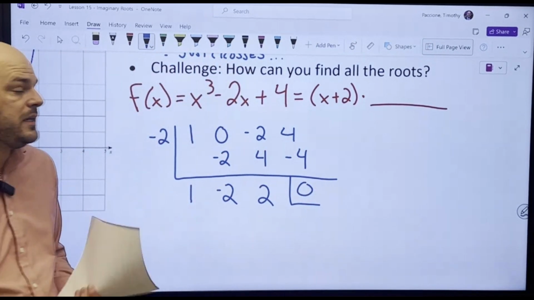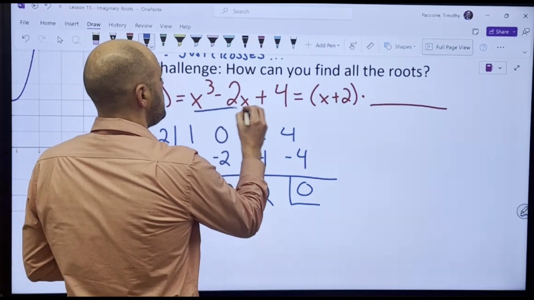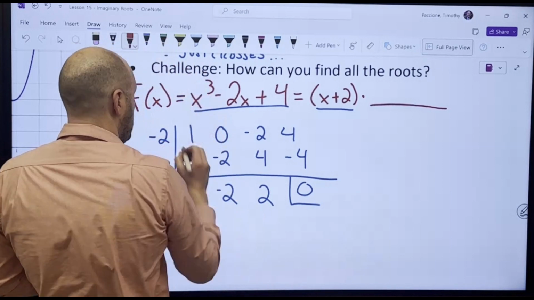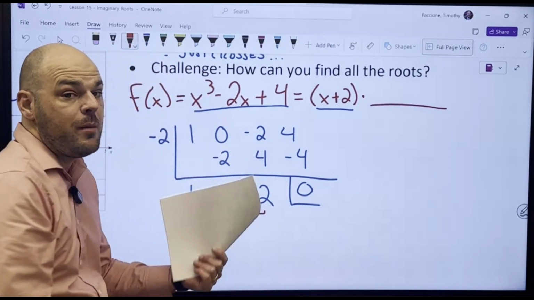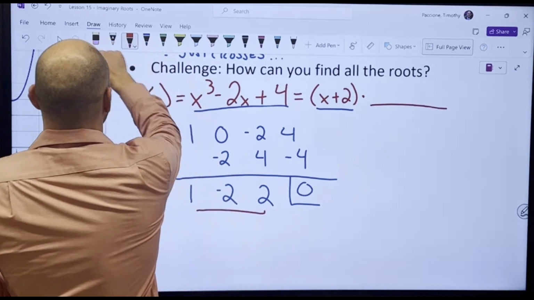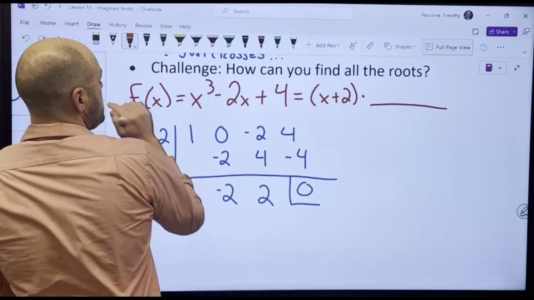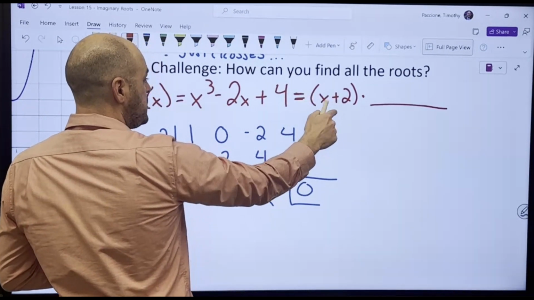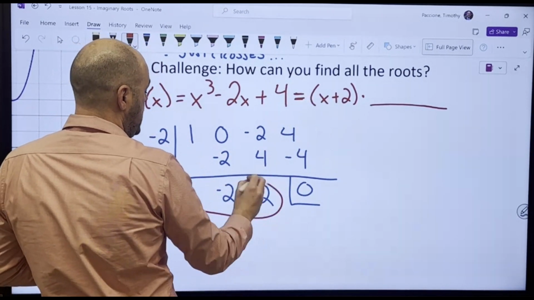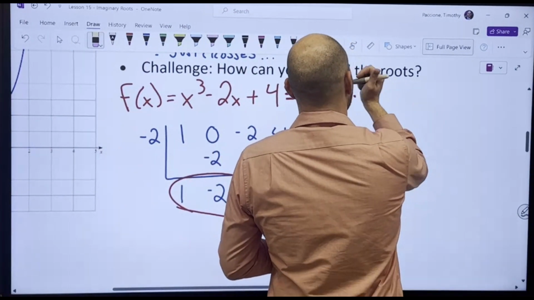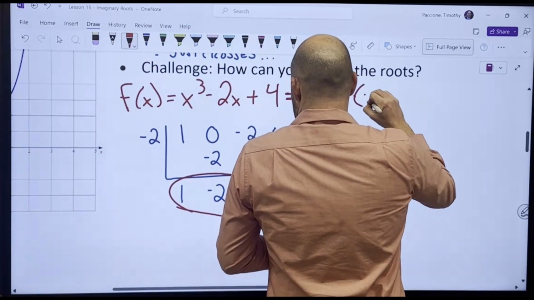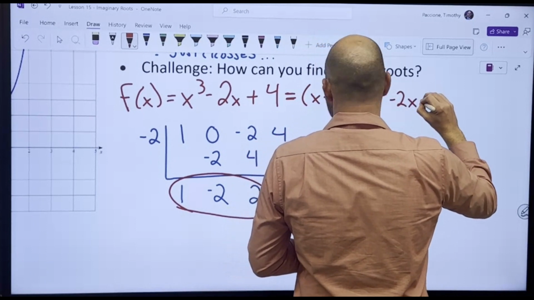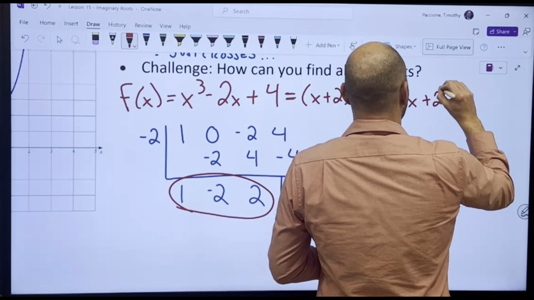Well, what did I determine? I determined that this divided by this is this. So I'm going to put that as the rest of my piece here. So it turns out this equals x plus 2 times this part right here. So that is x squared minus 2x plus 2.